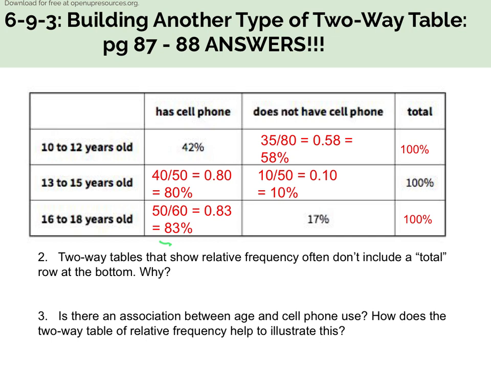So yes, there is an association between the usage of cell phones and the age. Notice how this one's 42%, this is 80%, this is 83%. So if you look at it, those percentages are actually going up. And then of course these ones are going to go down because as these ones go up, these are going to go down, because adding all the way across, it has to be 100%. So if we look at all of this together, this actually shows us a little bit more information when we have a relative frequency. That's the percentage table that we're actually looking at.